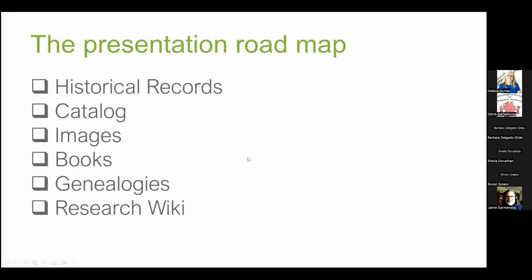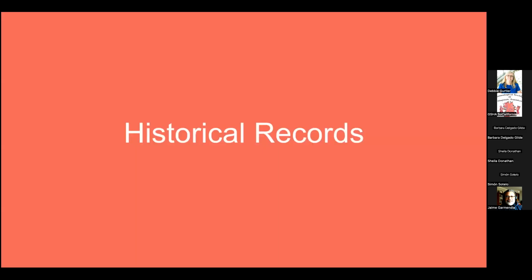So let's take a look at our little roadmap of what we're going to go over. We're going to talk about historical records and the FamilySearch catalog. We're going to talk about a new search feature that you may not have used yet, which is called images. We're going to talk about our digital books, our genealogies, and our research wiki. We're going to go over each of these, and I'm going to give you some demonstrations, going back and forth between the PowerPoint and live demonstration. So let's get started with historical records.